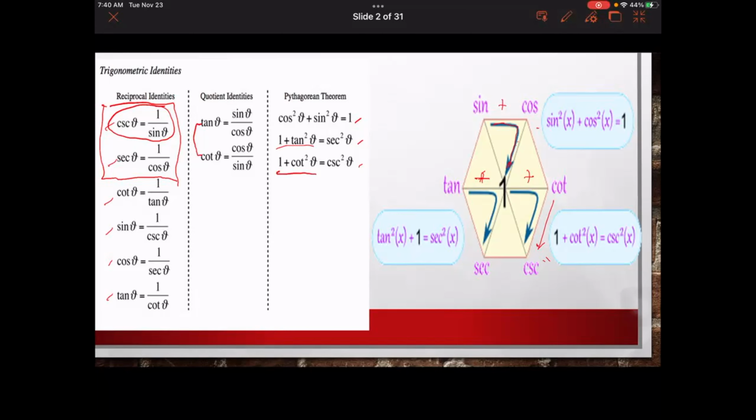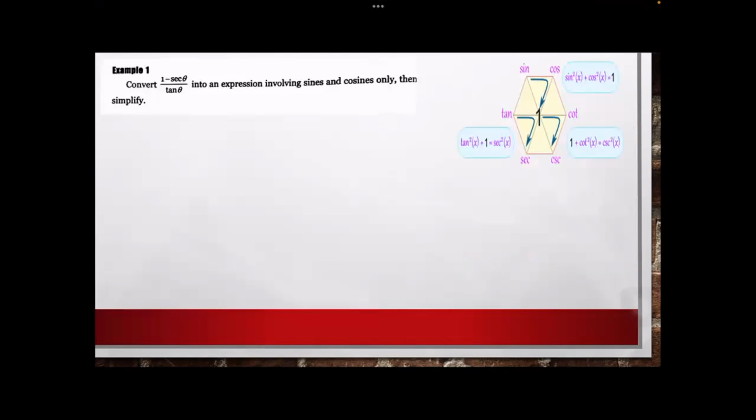So, yun. Let's do the example. Example number 1, we have to convert the 1 minus secant theta over tan theta into an expression involving the sine and cosine only. Now, you have to remember na kapag ang given ay nasa sine na at nasa cosine na, no need to replace. Hindi na siya kailangan palitan.